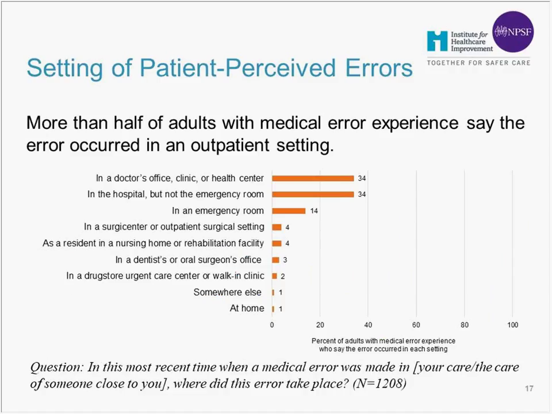The next slide shows us the breakdown of settings in which the patients reported the errors occurred. The majority of self-reported errors occurred in outpatient settings. As you'll note here, 34% occurred in a doctor's office, clinic, or health center. The same percentage, 34%, occurred in the hospital, but not in the emergency department, while 14% reported that their errors occurred in the emergency department. And the remainder of settings were non-hospital settings, such as surgery centers and rehab centers.